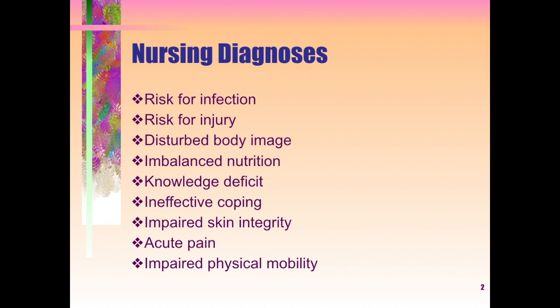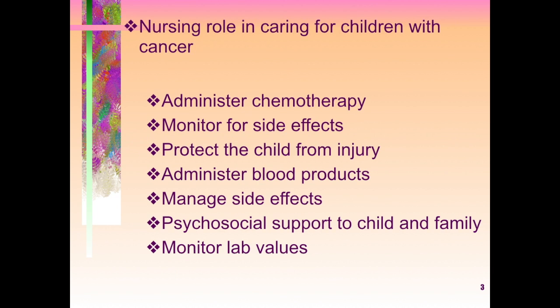These children are at risk for impaired skin integrity. Some of that is related to the cancer itself, and some of it is related to the chemotherapy as well as radiation therapy. Some of what we do to these children causes acute pain, as does their cancer. And some children have impaired physical mobility because they're either too weak and tired from the cancer, or they've had a limb amputated.